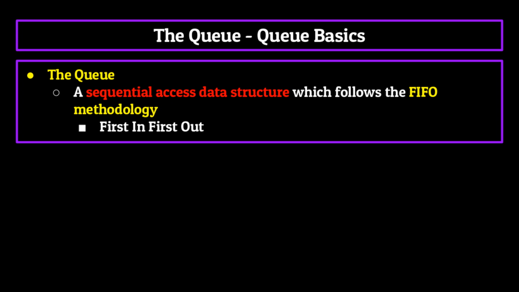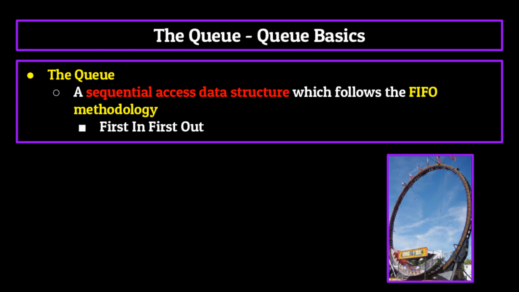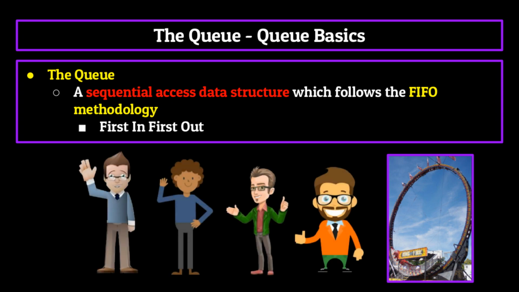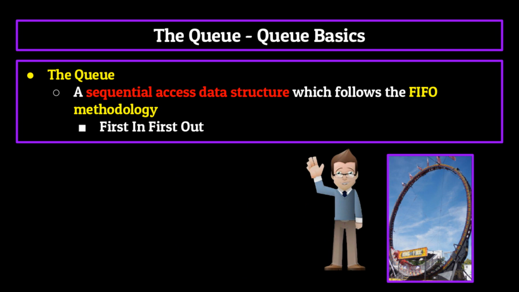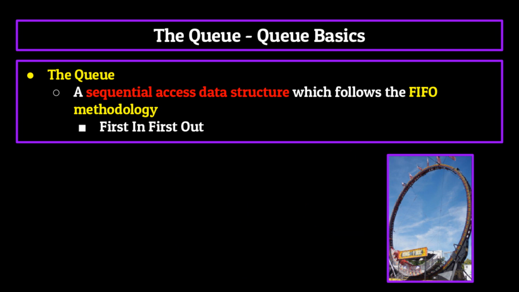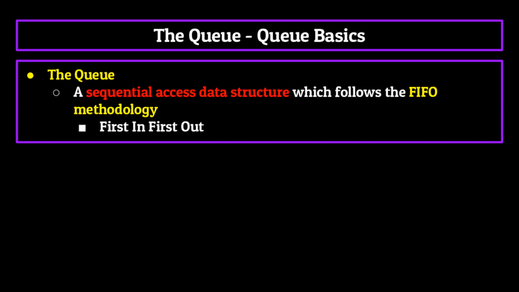Mine as a kid was always the Ring of Fire, so let's just use that one as an example. The first one to get there, assuming we don't have any cutters, will always be the first one who gets to go on the ride. The later you show up, the longer you have to wait. This is the strategy used for queues when adding and removing objects. The first element to be added will also be the first one to be removed.